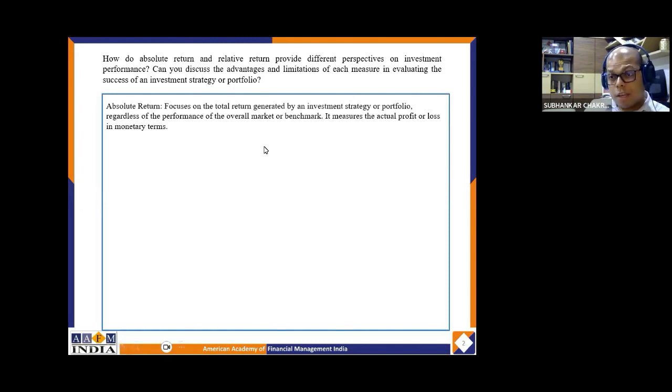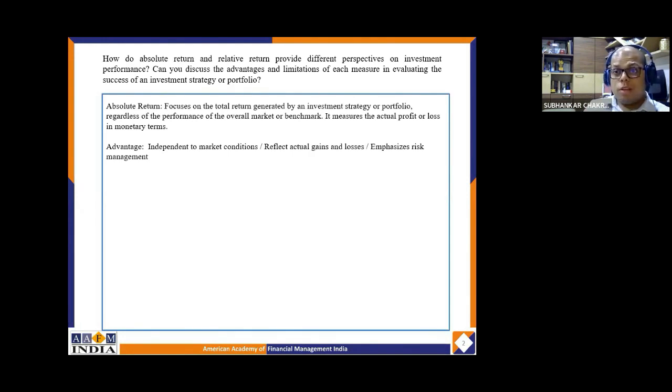If I use absolute return as a measure to analyze or estimate the success or failure of an investment strategy, then what would be my advantage? The advantage is, it gives you a straightforward profit or loss statement. It is independent of market condition. Whether the market is bad, good, or ugly, you don't need to understand. Whatever your return is, is your return. It reflects the actual loss or gain.